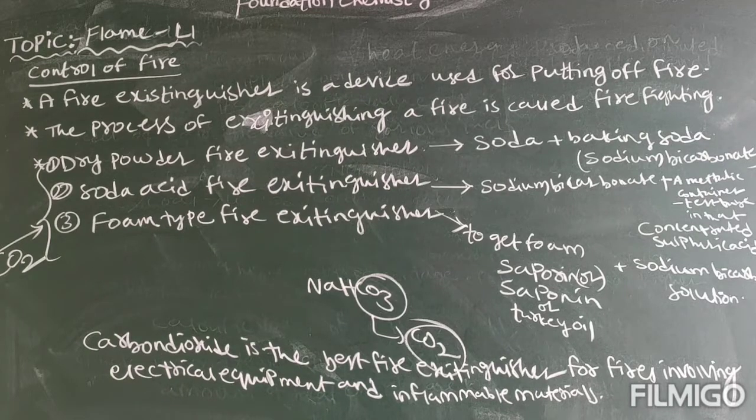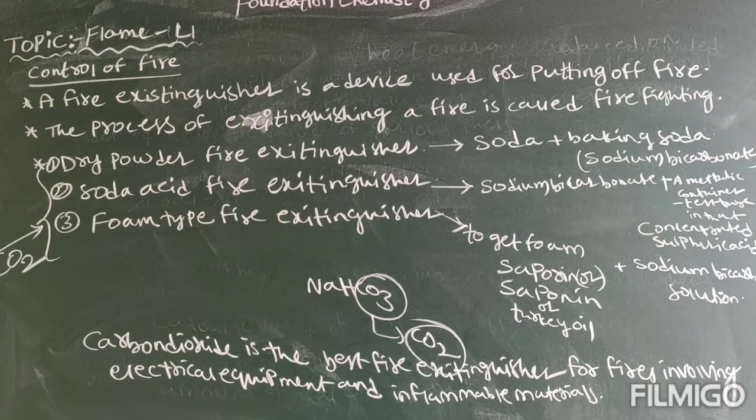Of all the fire extinguishers, carbon dioxide is the best for fires involving electrical equipments and inflammable materials. So what is an inflammable material? I have given a clear discussion and the definition also. The substances which have very low ignition temperature and can easily catch fire with a flame are called inflammable substances. So this is all about fire.